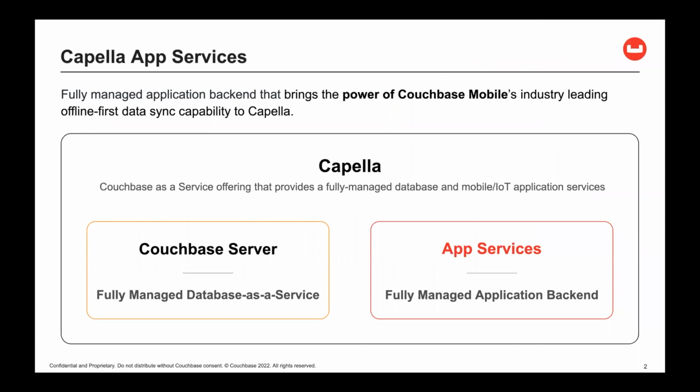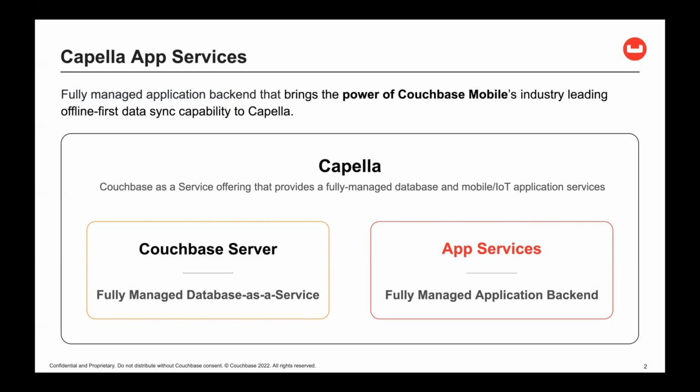So what is Capella App Services? It is a fully managed application backend that brings the power of Couchbase Mobile to Capella. If you're not familiar with Couchbase Mobile, it's the industry-leading offline-first data sync platform for mobile, desktop, and embedded applications. And since its launch back in 2014, Couchbase Mobile has powered a vast number of business-critical applications.